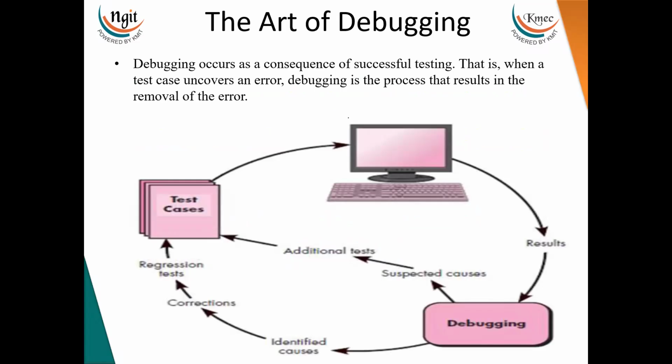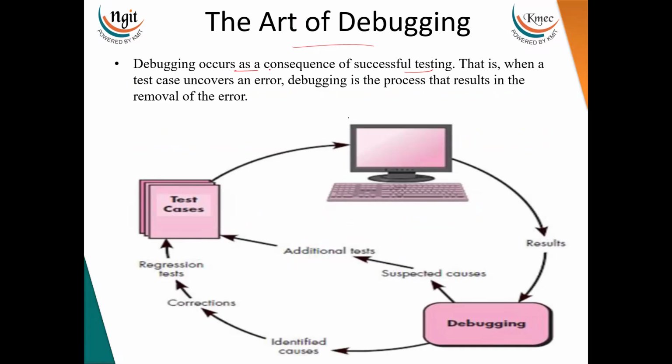So today we are talking about the art of debugging concept. Debugging occurs as a consequence of successful testing. Previously in our video lectures, we have seen the process of testing, the various testing strategies and various testing techniques. And now we talk about this art of debugging.